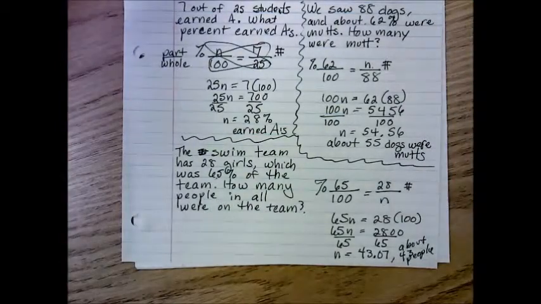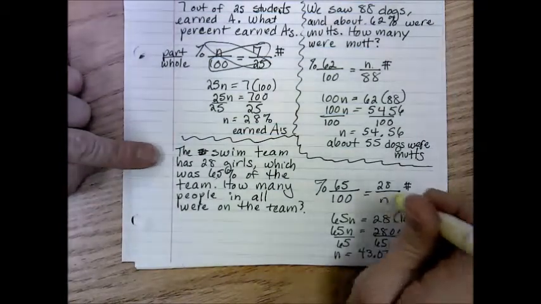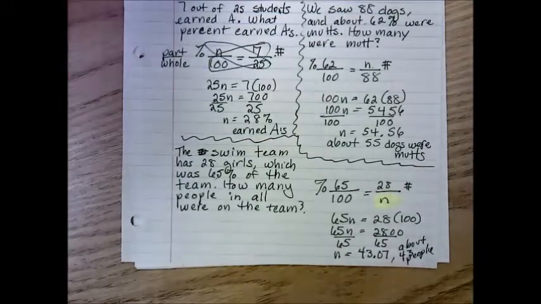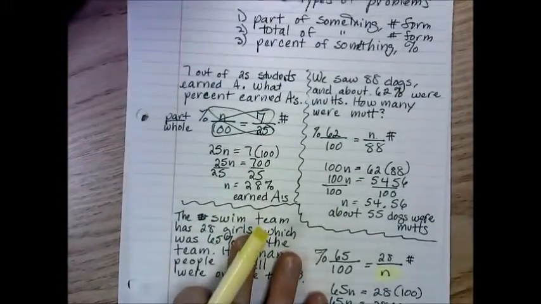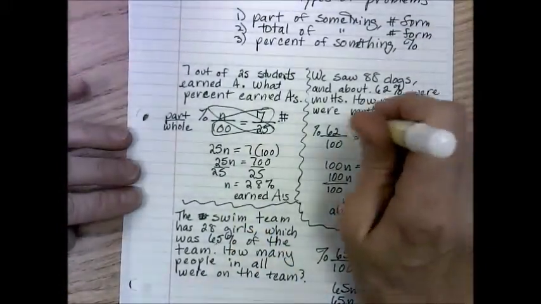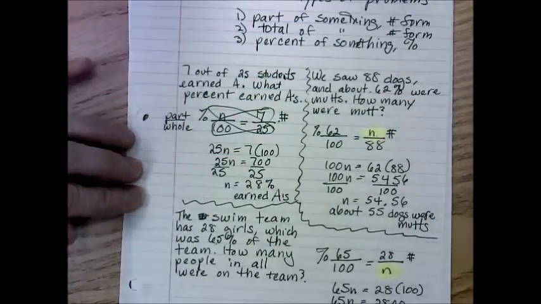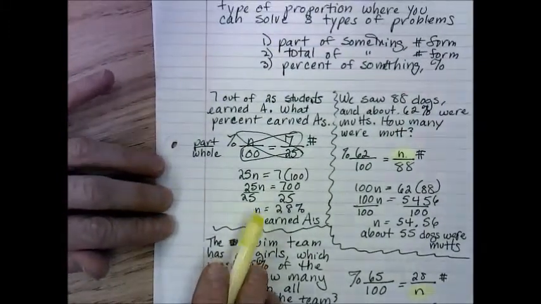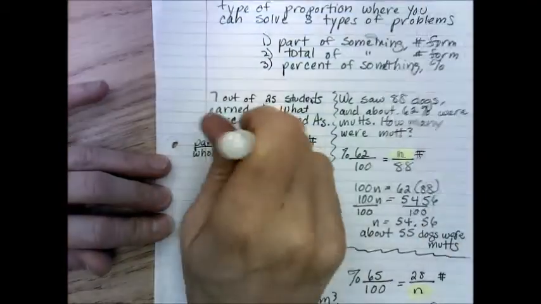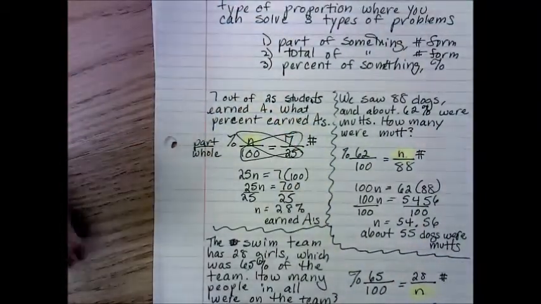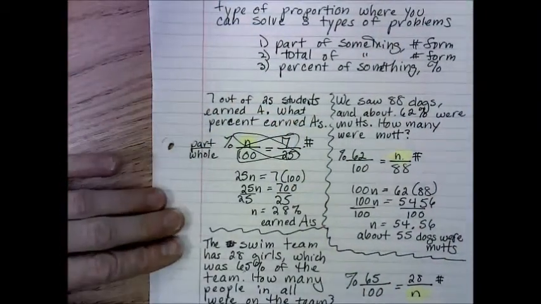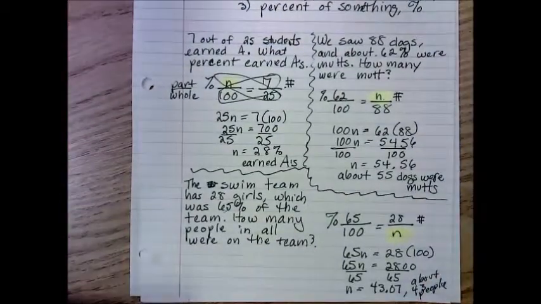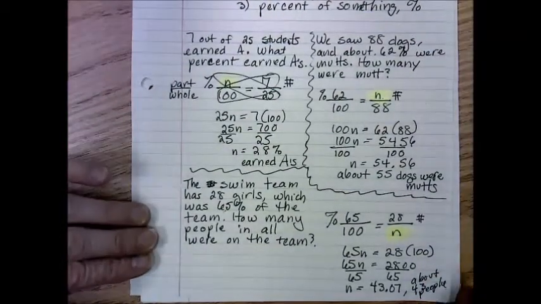All right, so let's just look back again. In this problem, we were able to find out the total number. In the dog problem, we were able to find out part of the total. And in our first problem about students earning A's, we were able to find out the percent. So using a percent proportion, these are three different types of problems, and we can find the value for each.